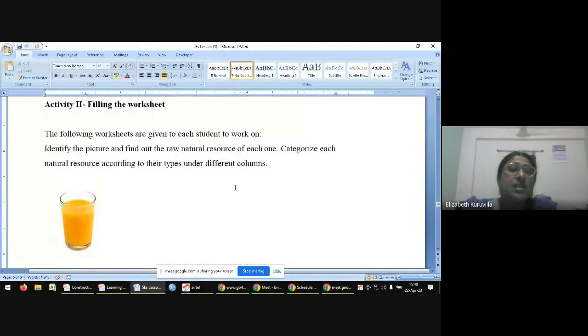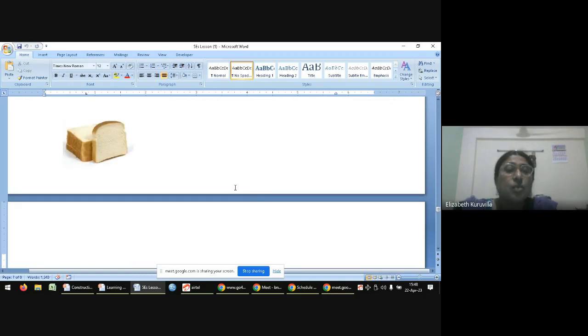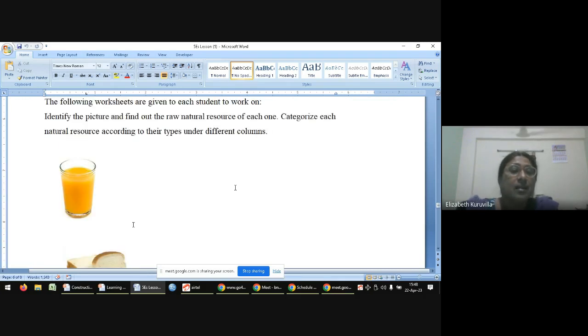Next, activity 2, filling the worksheet. The following worksheet are given to each student to work on. Identify the picture and find out the raw material resource of each one. Categorize each natural resource according to their types under different columns. So the pictures are this one.